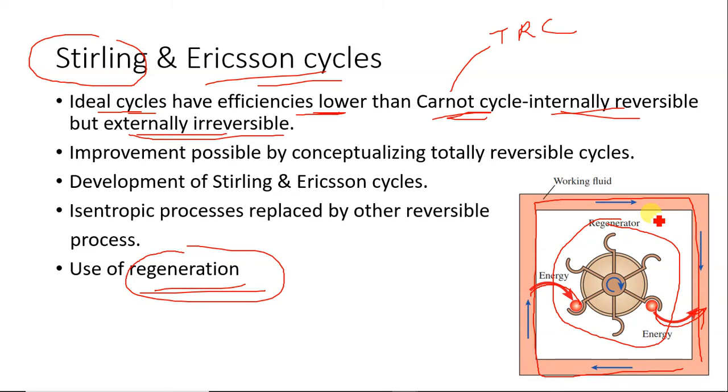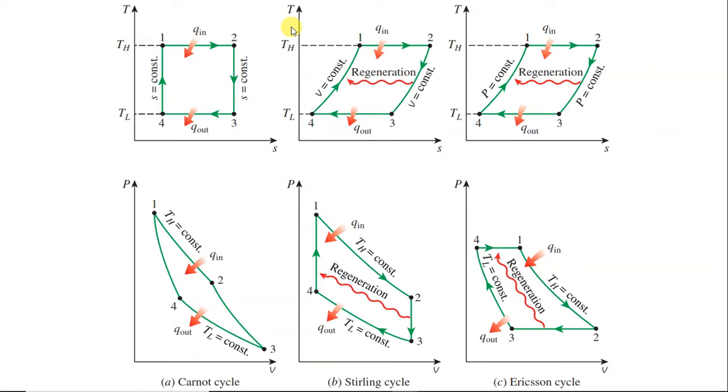This is called a regenerator. Basically it is a thermal energy storage system, you can say. Here the energy is stored when it is not required, and again the same energy is given back to the working fluid when it is required. Now how this is actually implemented in the Stirling engine or Stirling cycle and Ericsson cycle, that we will see in the next slide. Okay, so we'll go to the next slide.